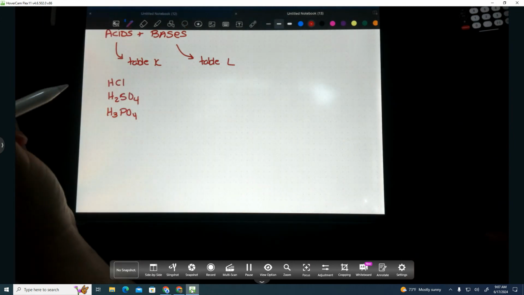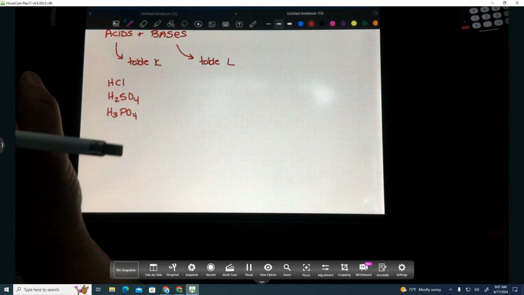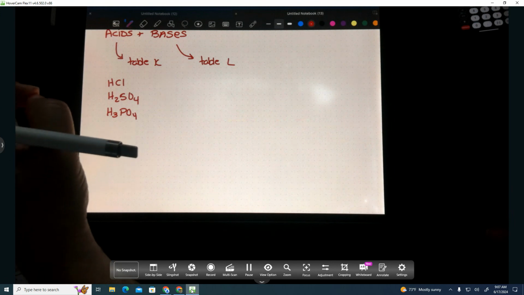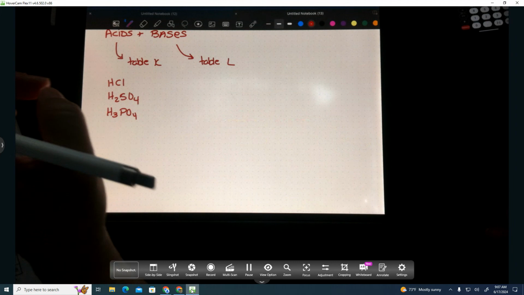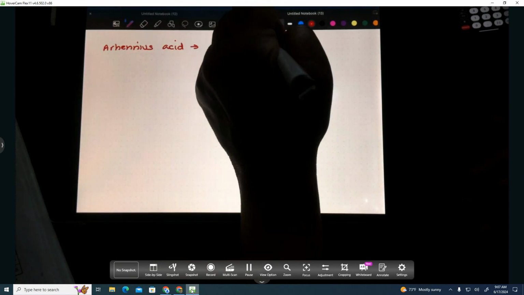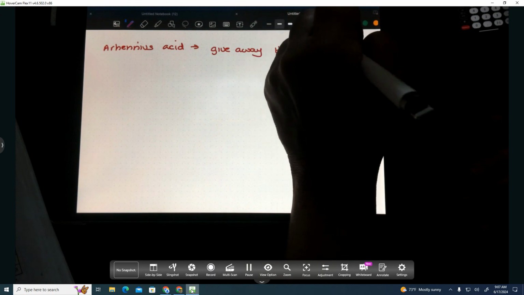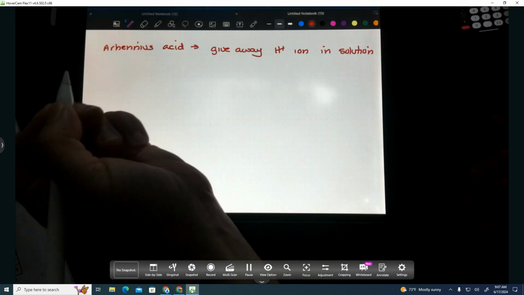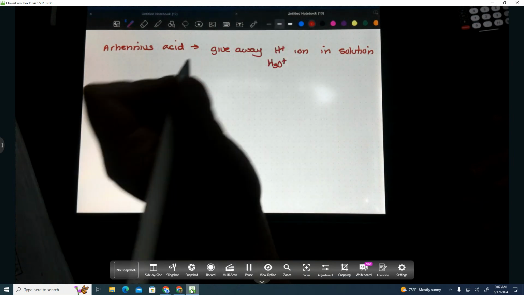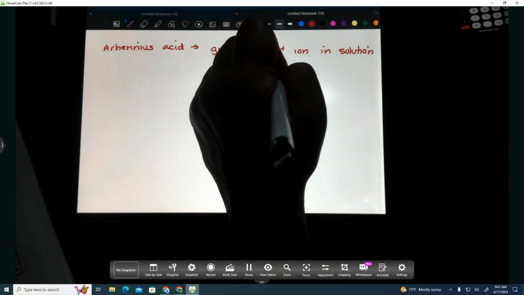Arrhenius acids. Arrhenius is just a person. The definition of Arrhenius acids is they donate or give away an H plus ion in solution. Let me write that down for you. They give away H plus ion in solution. H plus ion can also be written as H3O plus, or a hydronium ion.